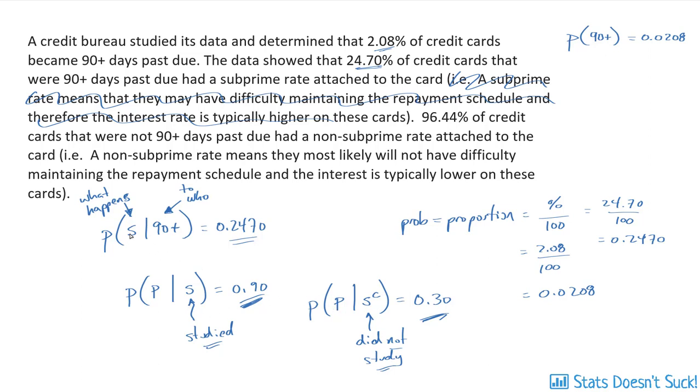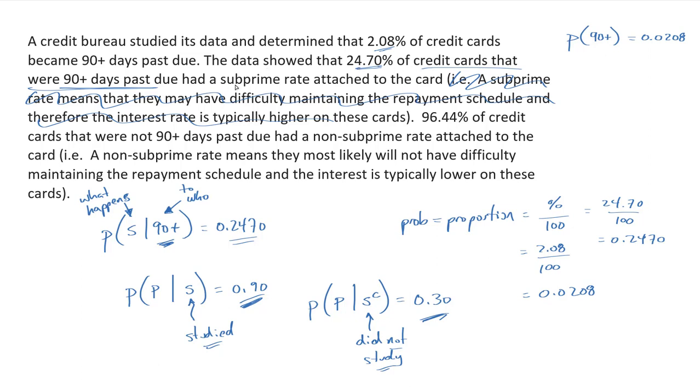So this one here is the probability of subprime for people who are 90 plus days past due. Not everybody has this chance of getting a subprime rate. It's only if you are 90 plus days past due. So let's read that again and see if that was clear. It says the data showed that 24.7% of credit cards that were 90 plus days past due. So we know that we're looking at credit cards that fit into this category. This is the group that we are talking about.